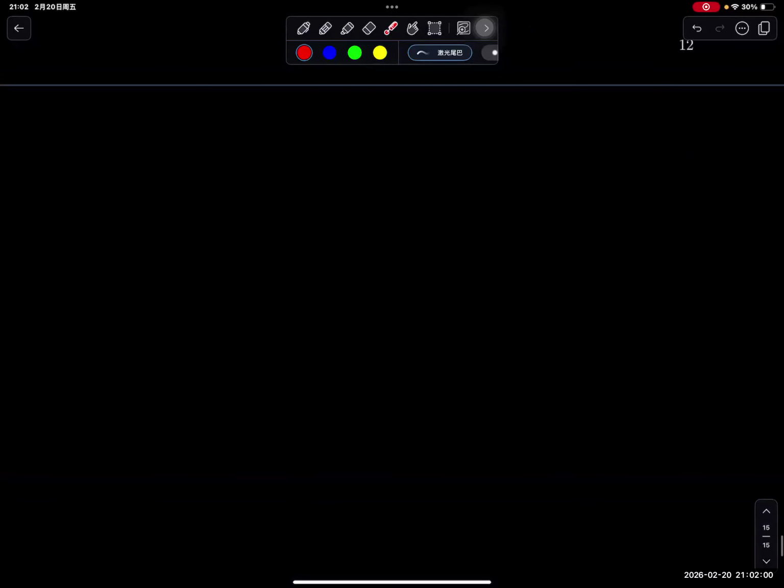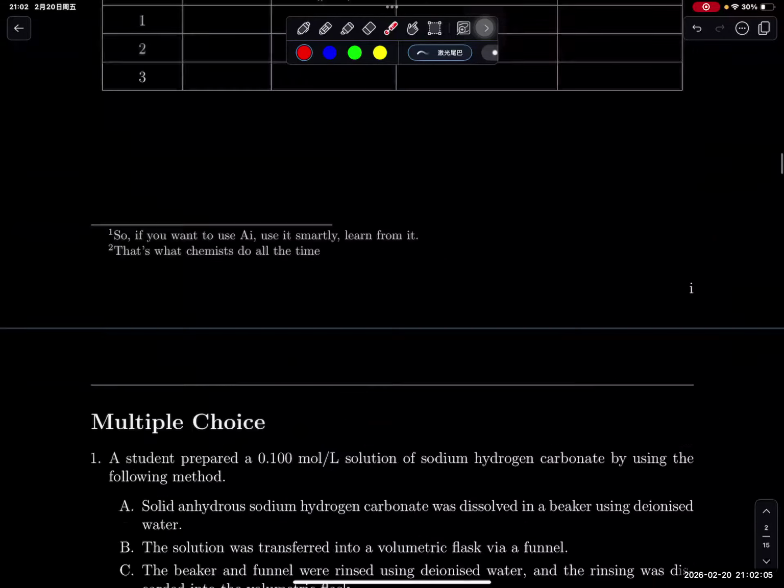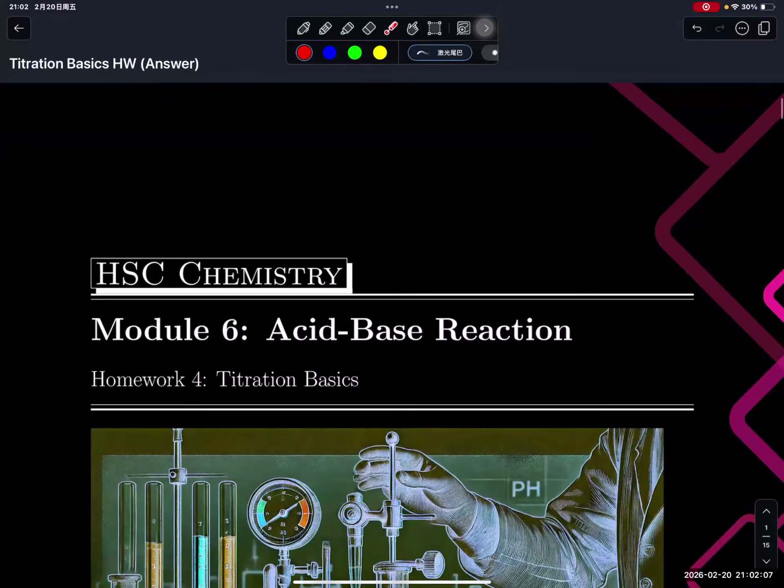That's it for this booklet. It's pretty shorter than physics, I think. We'll see you for the next booklet, and enjoy chemistry.